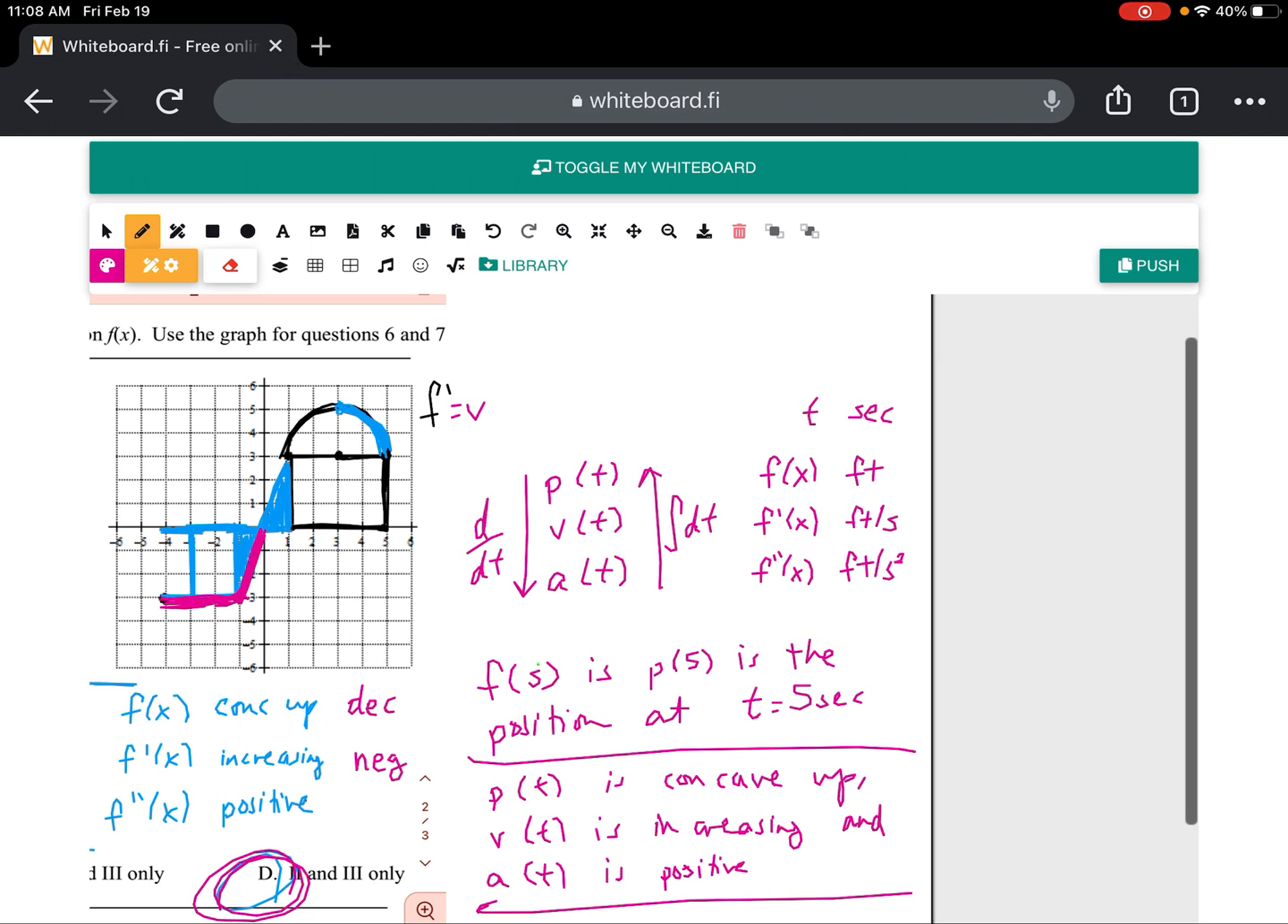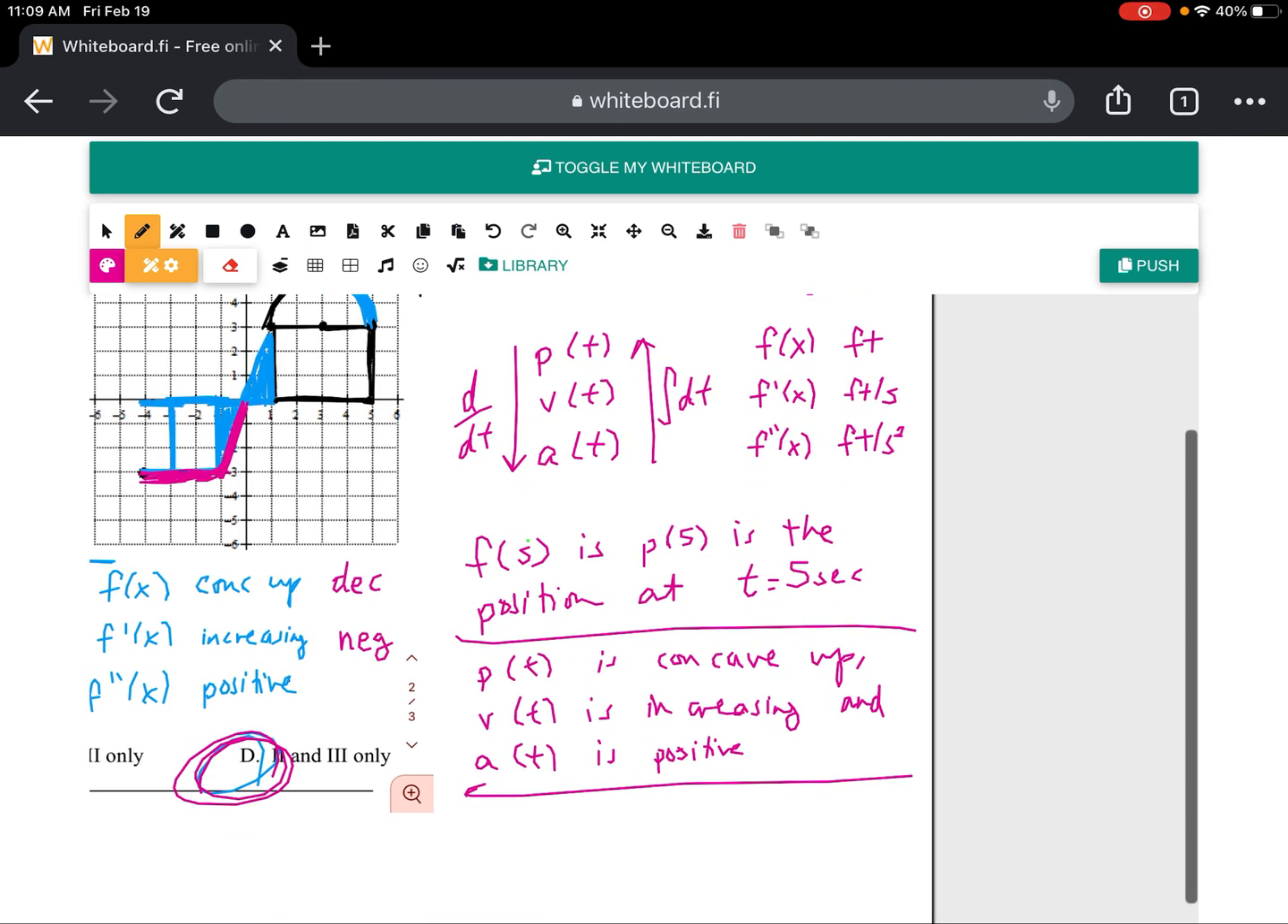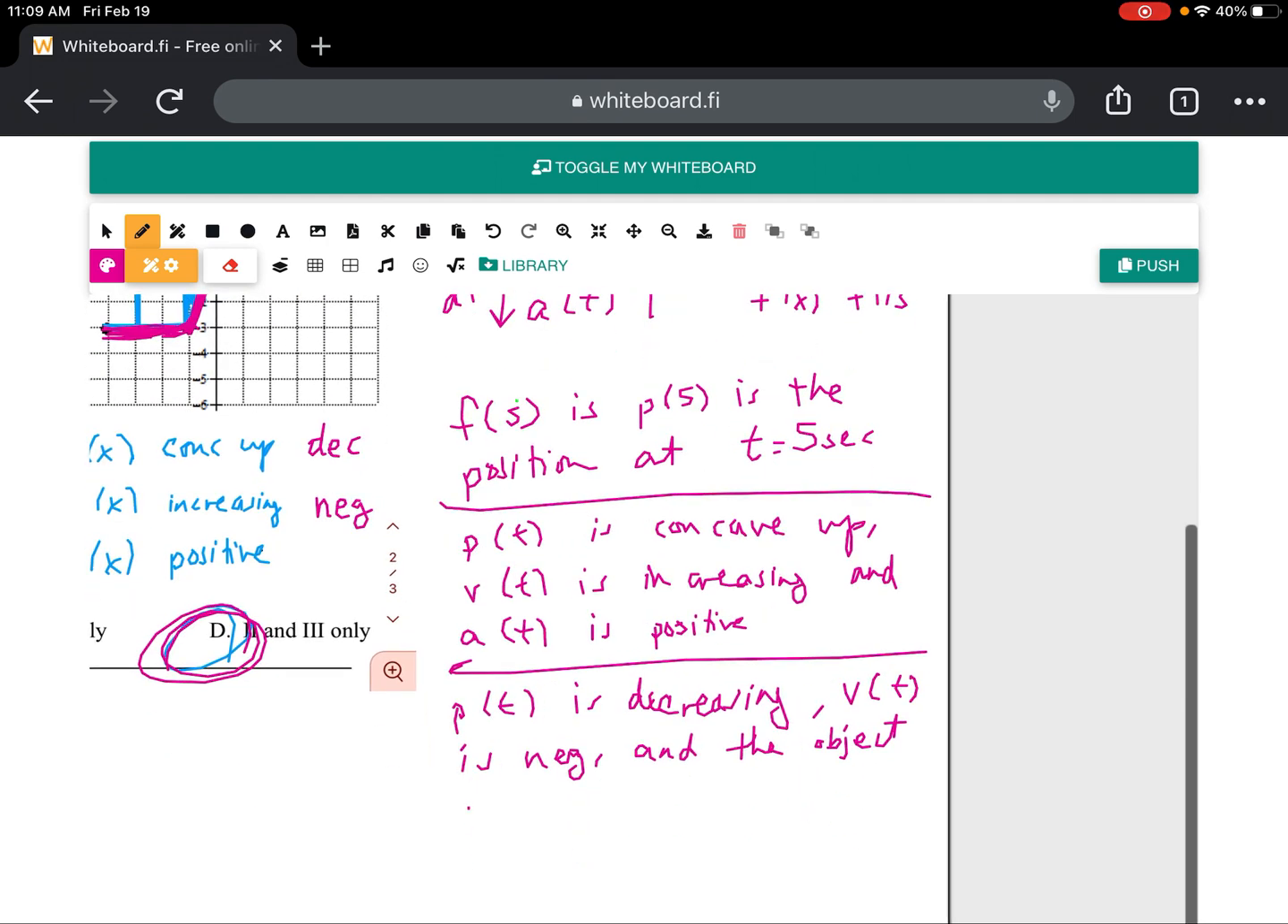So by writing out these charts, you've done all your thinking and it's all organized, and then your job is to pull the information off of the charts. 7 part 2, if f of x is decreasing, what does that tell you? Okay, so if your position is decreasing, that means you're moving to the left. If position is decreasing, then we know velocity is negative, and the particle, whatever it is, the object, is moving to the left.